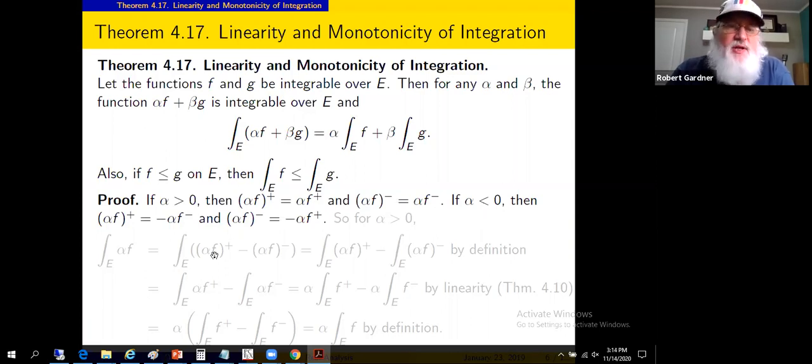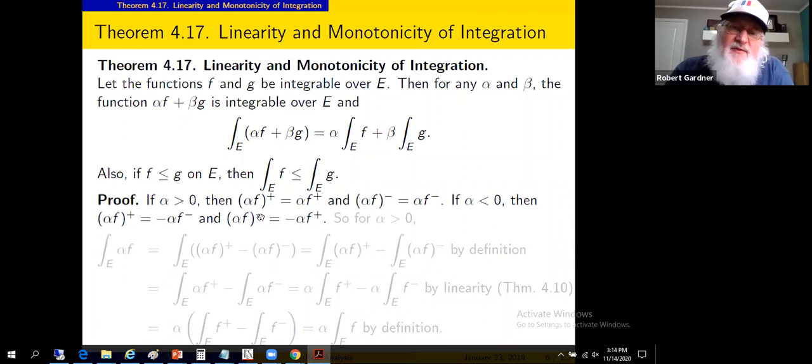all the signs are going to change in alpha f. So the positive part of alpha f will be negative alpha times the negative part of f. Does that make sense? First off, this really is non-negative, right? The negative part of f, ironically, is non-negative, and negative alpha is non-negative because alpha is less than 0. And similarly, the negative part of alpha f is negative alpha times the positive part of f. So alpha being negative reverses all the signs.